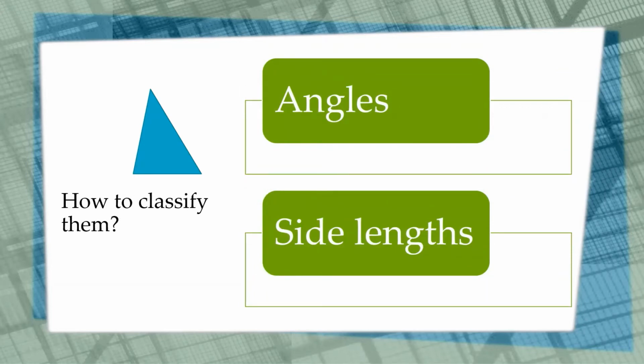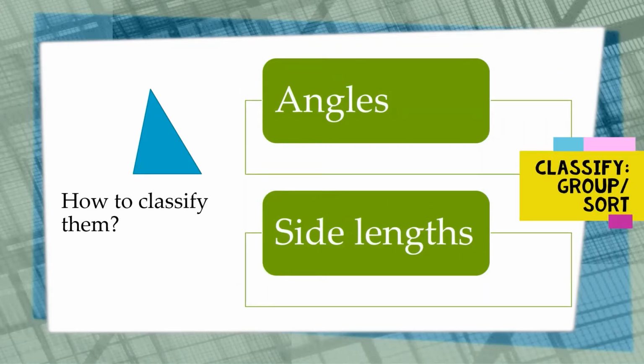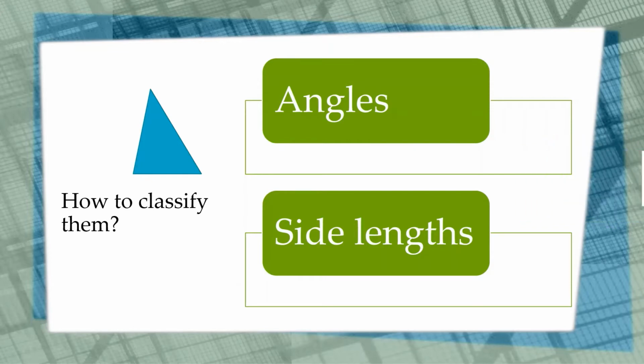So that was simple, but we need to have a system of classifying them. And how do we classify them? What does it mean by classifying? Well, you know the word classify means to sort them. And we do this all the time with Legos. We do this all the time with shapes and other things at home, socks. Okay, so how do we classify triangles? We do by looking at their angles and also by the side lengths.